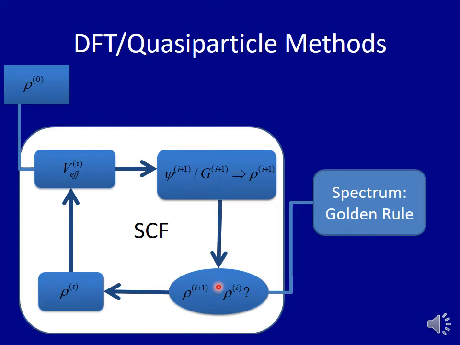You can then check to see if your density is self-consistent, if the new density equals the old density. If it doesn't, then you use the new density to calculate a new potential and go back through the cycle. If it does equal the old density, it is now self-consistent, and you can move on to calculating the spectrum. In the case of wave functions, you do that with the golden rule.